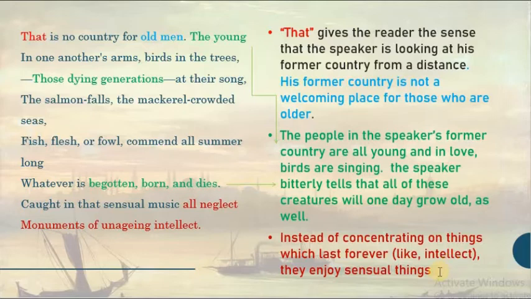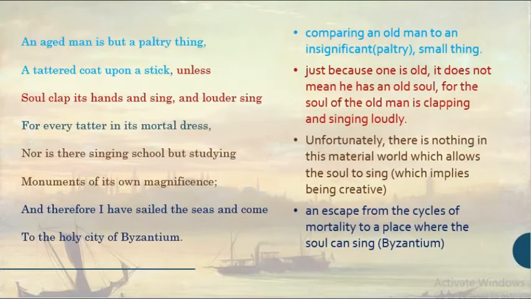They die, they wither. But when we speak about spiritual, intellectual, يعني الأشياء المعنوية والفكرية والروحانية هي اللي تبقى دائما تستمر عكس الأشياء المادية. So in this stanza, the poet is telling us about his own country. Why is it that he is not satisfied with this place? He's an old man and he thinks that the aspects of life and youth in his country are not suitable for him. In the second stanza, look here, an aged man is but a paltry thing, a tattered coat upon a stick.